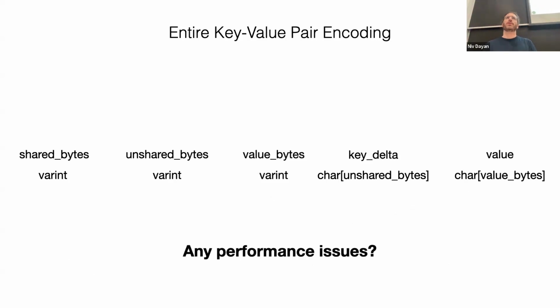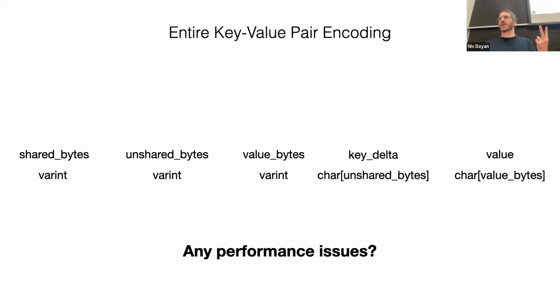Okay, so so far we have a nice sequential format that does delta encoding. Do we have any issues here? Well, you know, it was already mentioned. We have a performance issue here. Why do we have a performance issue?